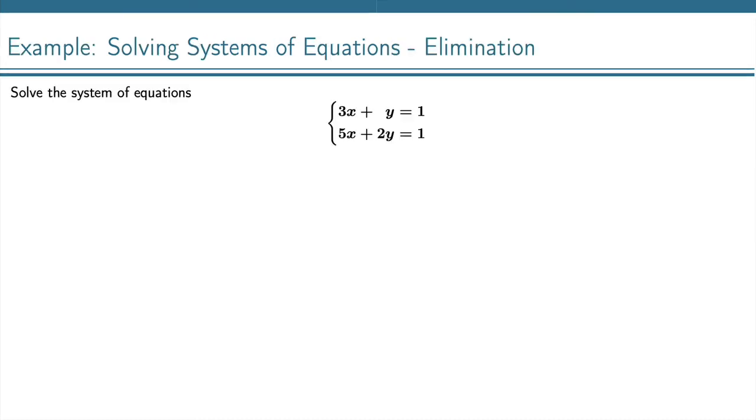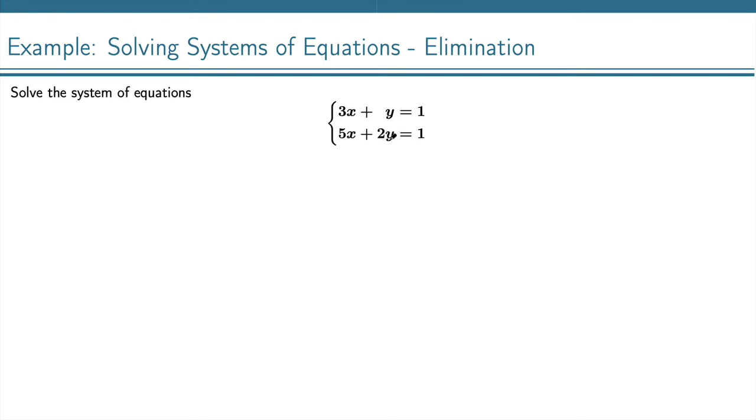We have this system of equations, 3x plus y equals 1 and 5x plus 2y equals 1. So elimination is all about trying to get the coefficients in front of one of the variables to match. It doesn't really matter which one you do because it should work out either way. I'm going to match the coefficients on the y's. The reason I'm going to do that is because it's pretty easy.